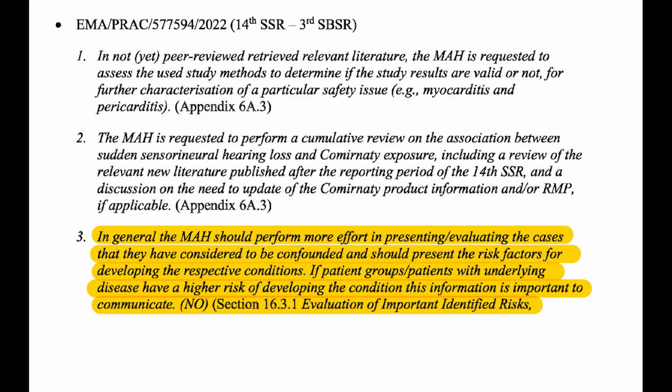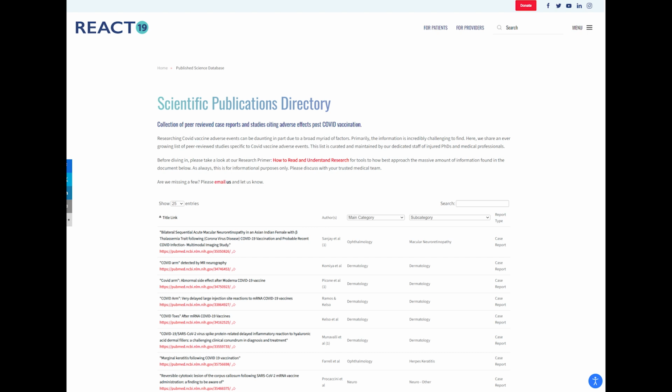We also read that the EMA, or European Medicines Agency, requested a review of the published literature reporting sudden sensorineural hearing loss and multisystem inflammatory syndrome, and also requested that Pfizer present all relevant literature concerning the safety of Comirnaty that is published during the reporting period. Certainly this would be a large task given the volume of published literature reporting adverse events. For example, React-19 presents a database of over 3,000 such publications for the COVID vaccines.